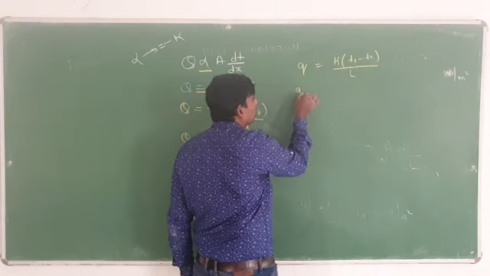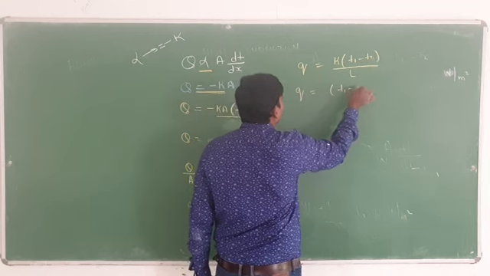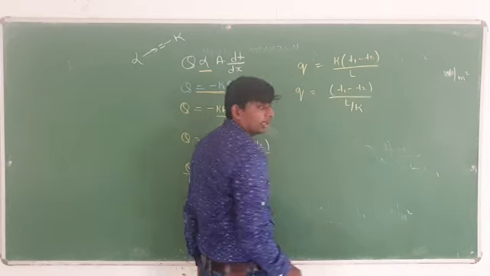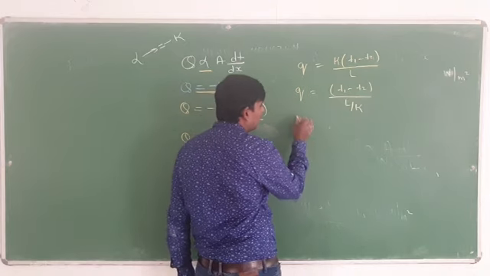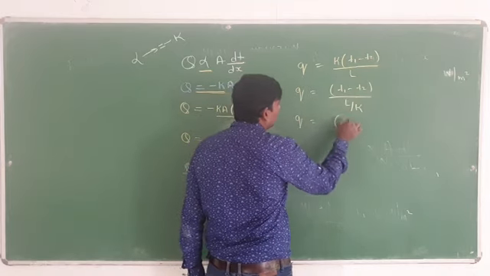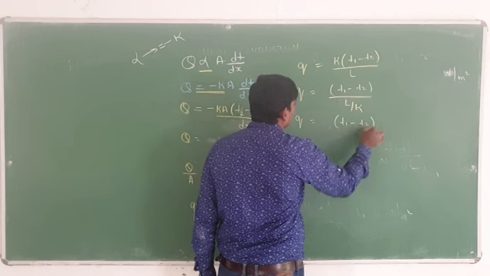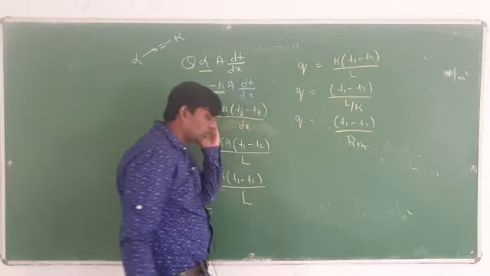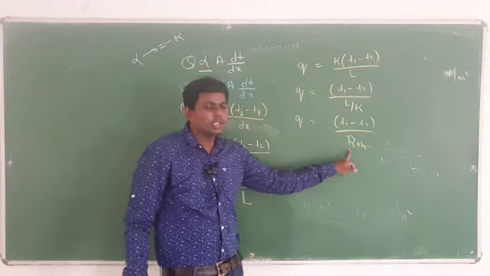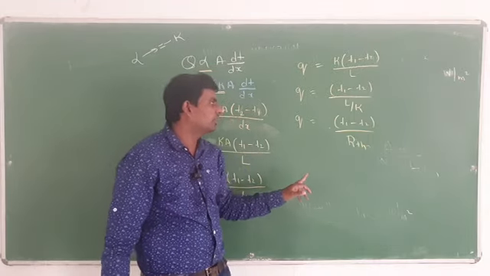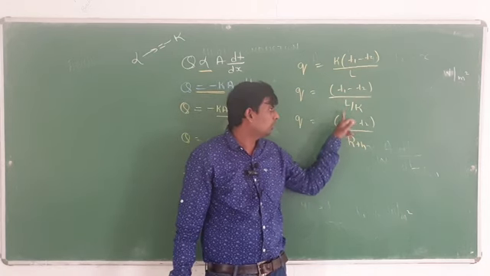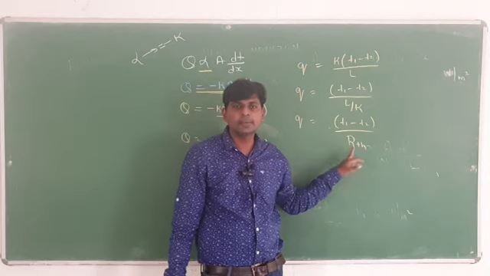After that, small q is equal to T1 minus T2 by L by K. Then small q is equal to T1 minus T2 by, in place of that you can write RTH. RTH is known as the thermal resistance. In place of L by K you can write RTH.